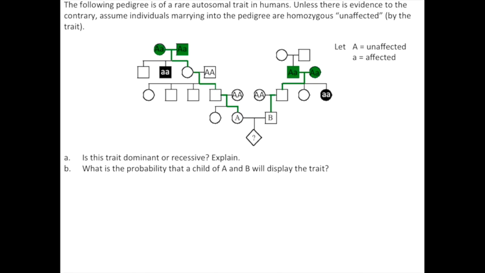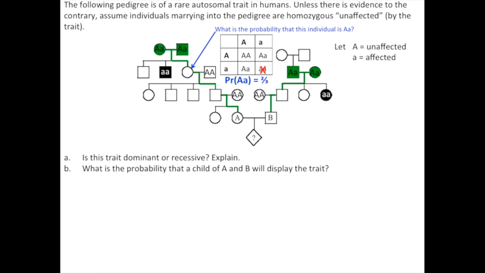Let's start with this individual here. What is the probability that she is big A little a? Well, we know that her parents are both heterozygous, so we can set up our Punnett square like this, and recognize that overall, she will be big A little a 50% of the time. But that's only the case if we have no other information. In this case, we do have other information. We know that she's not affected, so there's no way that she could be little a, and we can discount that option. So there's a 2/3 probability that she'll be big A little a instead of 1/2.